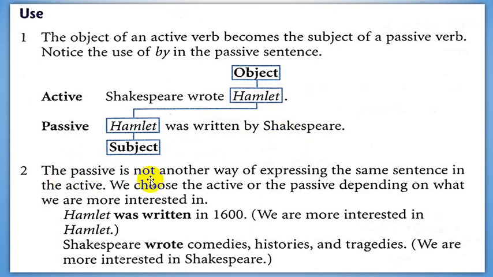The passive is not another way of expressing the same sentence in the active. No. We choose the active or the passive depending on what we are more interested in. يعني على الأهمية للتوكيد، أنا على شنو دا أريد أكد، شنو المهم اللي عندي أذكره. إذا كان المهم عندي الأوبجكت: Hamlet was written in 1600. We are more interested in Hamlet. فالمهم المعلومة عن الأوبجكت.